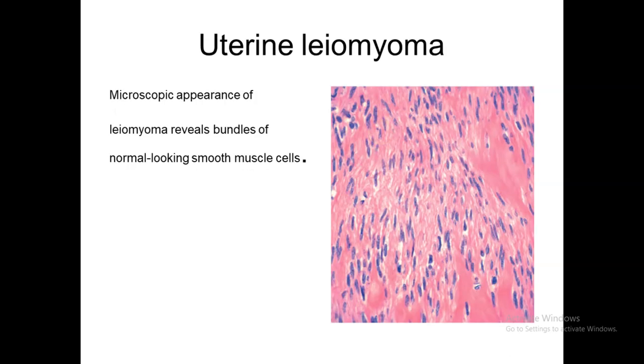Microscopically, uterine leiomyoma shows interlacing bundles of spindle cell proliferation. Here these are spindle cells, with spindle nuclei with blunted ends and prominent eosinophilic cytoplasm. Here there is no mitosis, no necrosis, and no cellular or nuclear atypia. All cells are uniform with no features of malignancy.